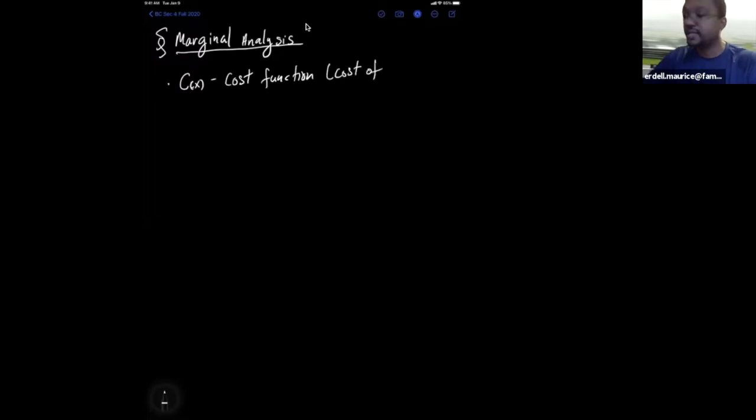All right, so marginal analysis. Before we really do any work, first things first, I just have to give you some base definitions. Our first function is what we call the cost function, or C of x. The cost function, as you suspect, is the cost of x number of units.